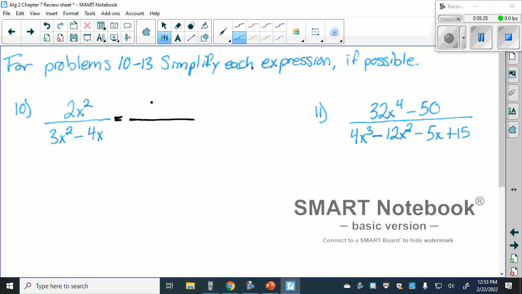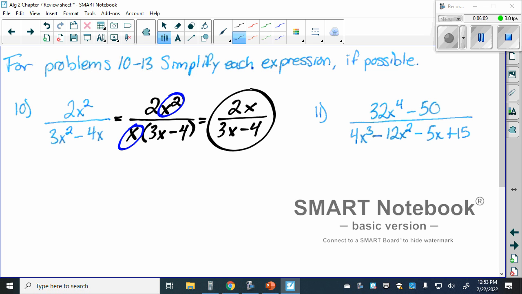Well, with number 10, the numerator, 2x squared, can't simplify any farther than what it is because it's a single term, so there's no way we can simplify it. The denominator has two terms, and we can factor it because it has a greatest common factor of x that we can pull out. And once we pull that out, we do have a common factor of x on top and bottom. So yes, the numerator would become 2x, and the denominator would be 3x minus 4.